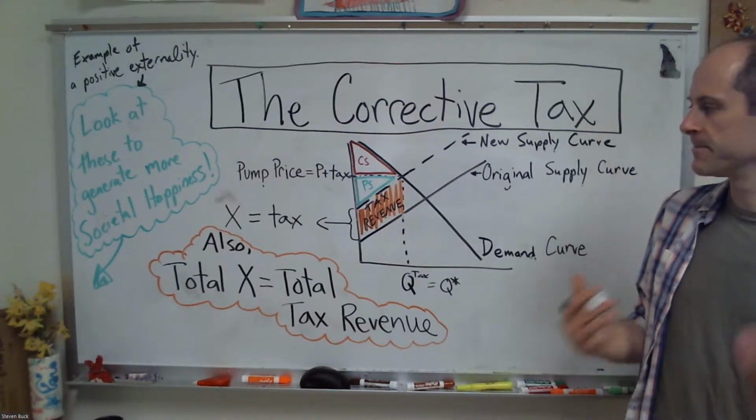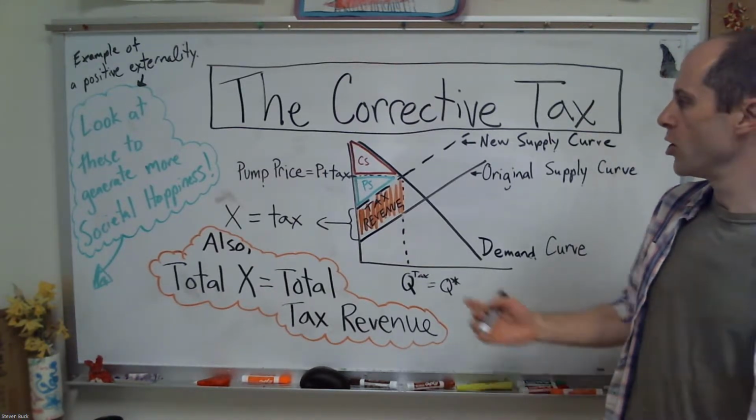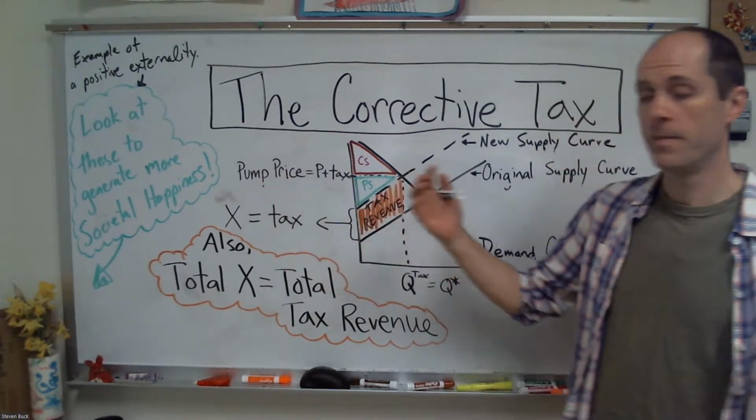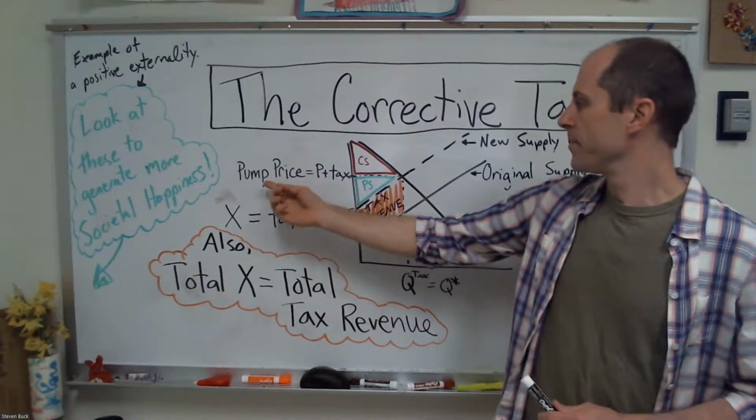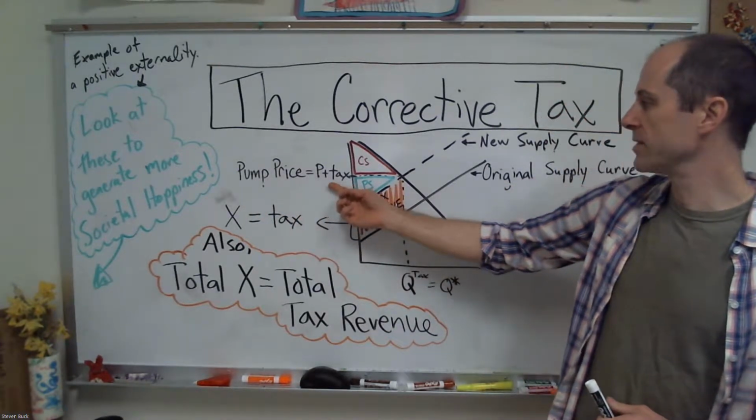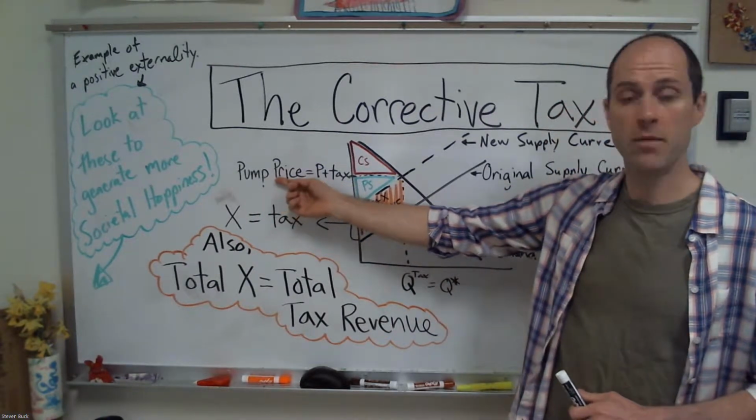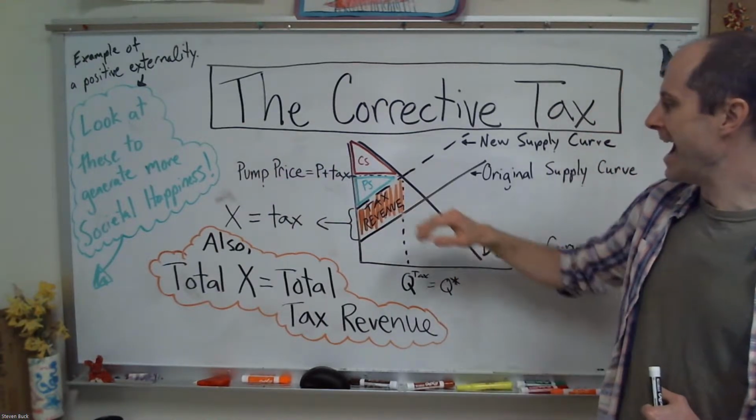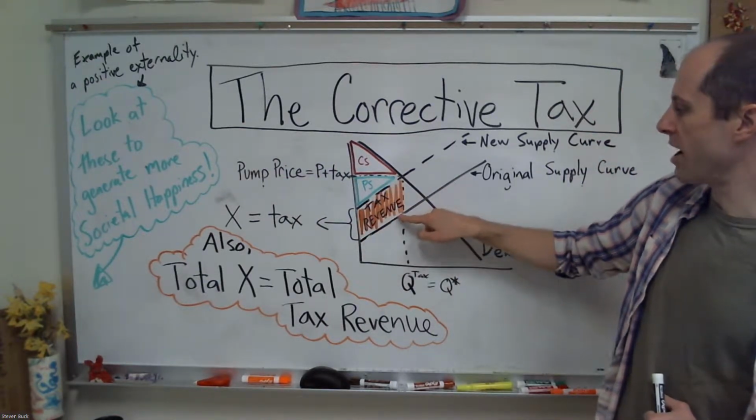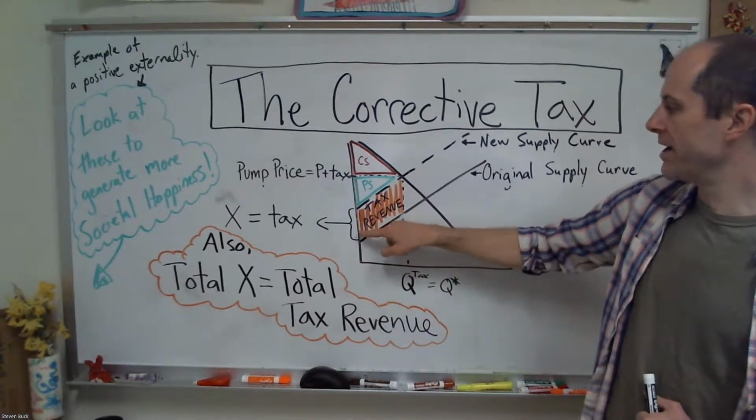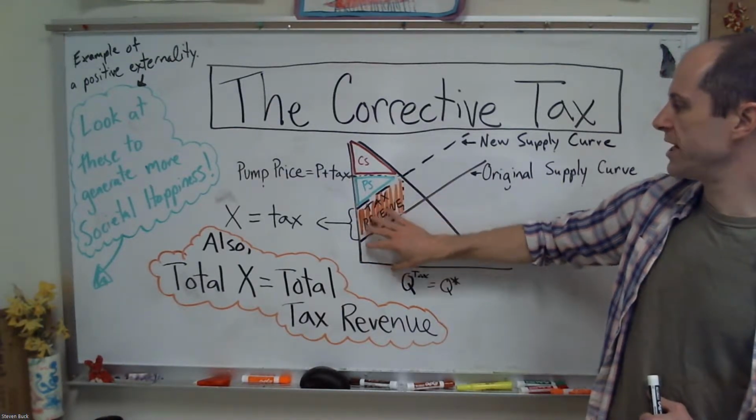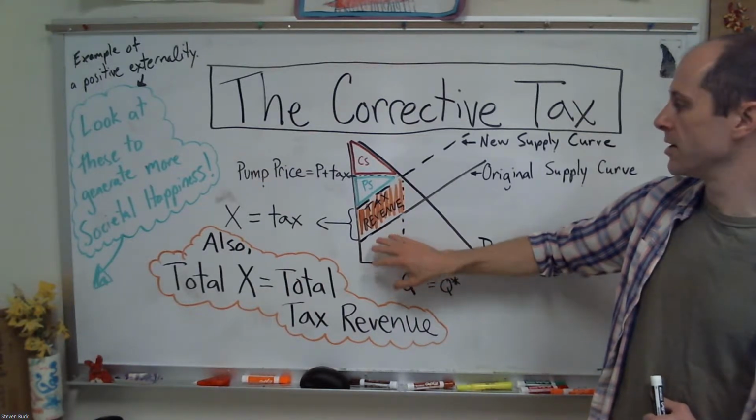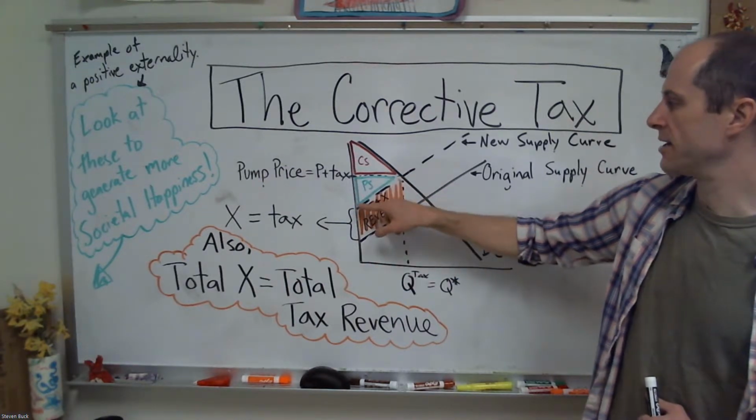Producer surplus, just like we normally do, we look at the price received. So when you go to the gas station, they receive the price, the pump price, and then they pay their private marginal costs, but now they include the tax. So once you take those away, you're left with producer surplus.